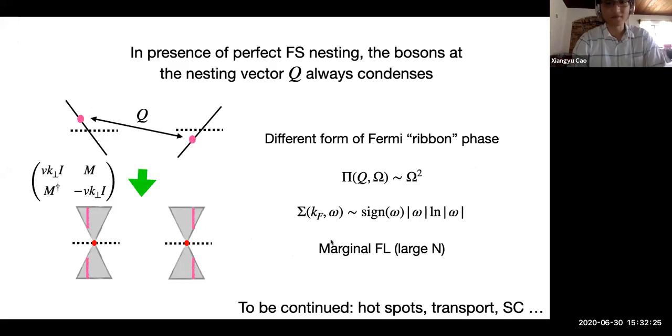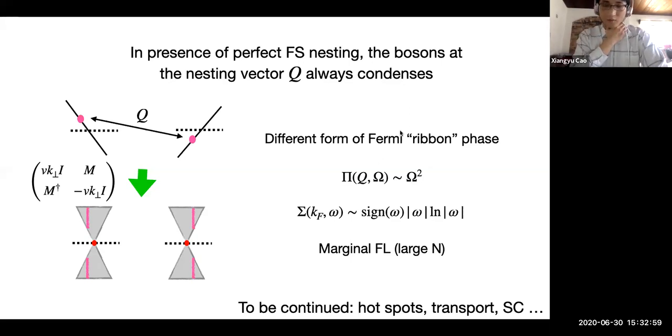Now you could also have another situation where you have Fermi surface nesting. Then you get a different kind of ribbon, because you couple points of different energies. And in this case, there's no critical point because you always have a condensation. But in the condensed phase, you will have a marginal Fermi liquid.